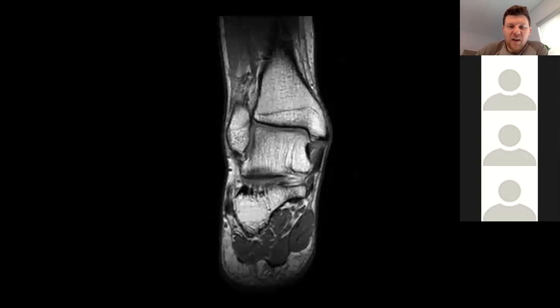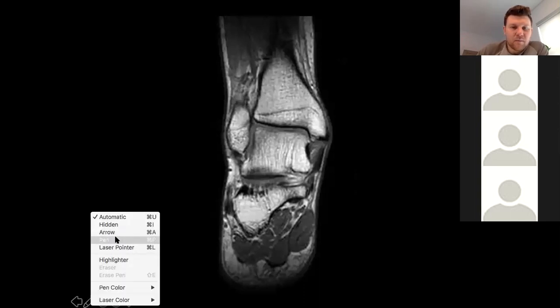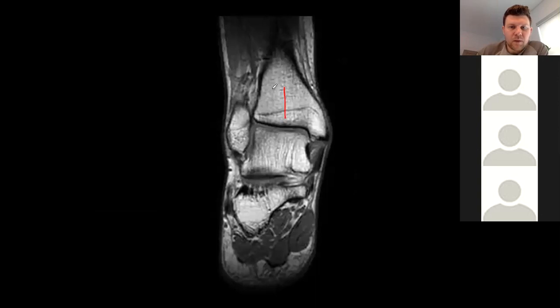So what bones can you identify here? You've got the tibia, fibula, the talus, and calcaneus. Good. Tibia, fibula, your talus below, and your calcaneus here.